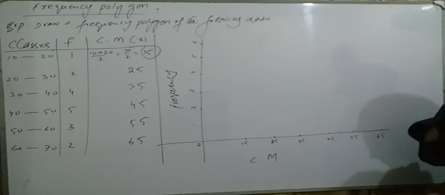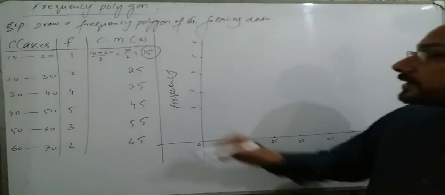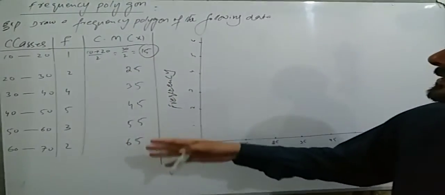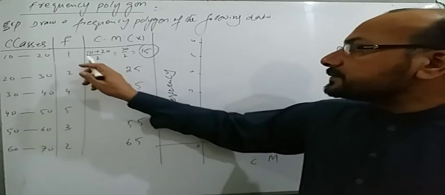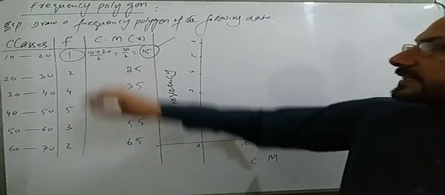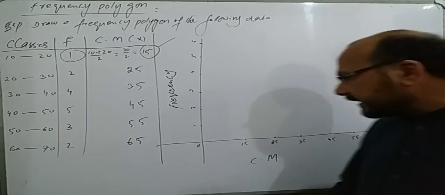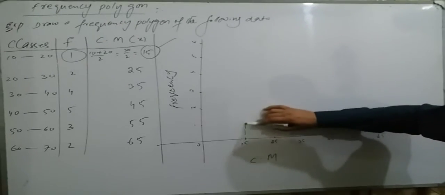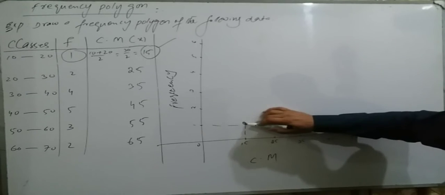After that, try to make the ordered pairs of these two. What is the frequency of the first class? That is 1. And what is the class mark of the first class? That is 15. So this ordered pair will give you a point: 15 having frequency 1. This is the first point.